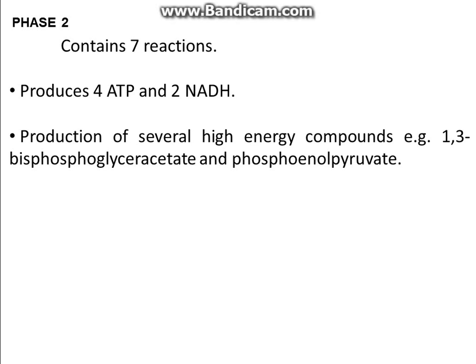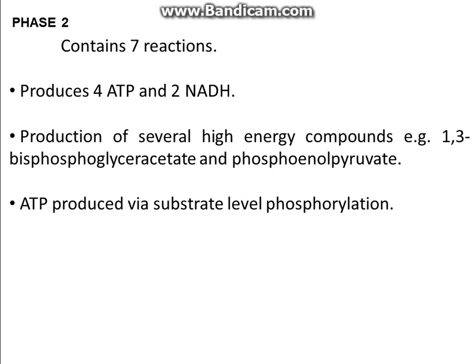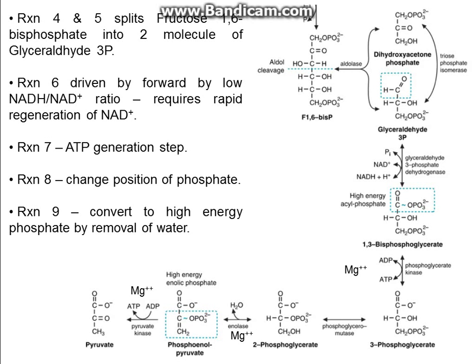1,3-bisphosphoglycerate and phosphoenolpyruvate. ATP is produced via substrate-level phosphorylation, which is the removal of a phosphate group from one of the substrates in the reaction, and the end product is pyruvate, which then goes on into either aerobic or anaerobic metabolism. So, I know this is a lot for one slide, but it's quite simple to break down, and you can pause when you want.